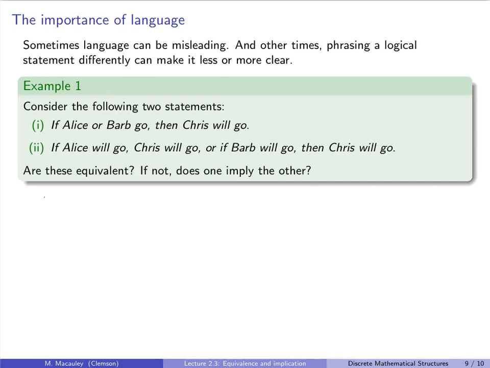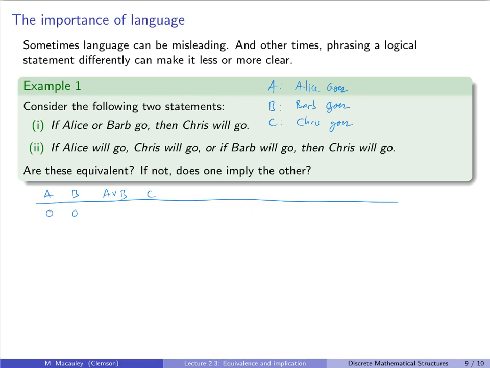So let's check that. Let's say that A is true if Alice goes, B is true if Barb goes, and C is true if Chris goes. Okay, so let's do A, B. Let me then do A or B. Let me put a C in there. And I will continue this in a bit.